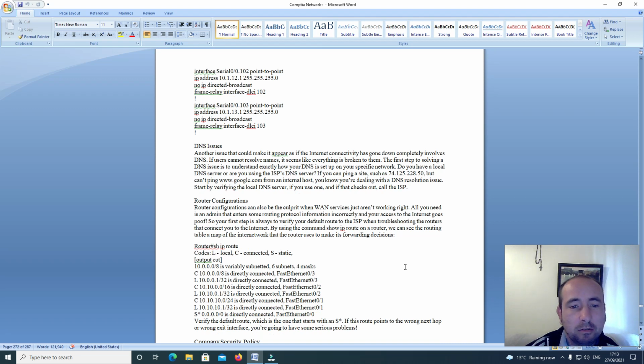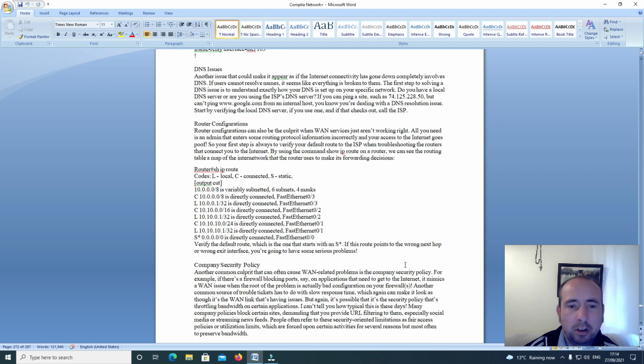Interface serial 0/0.102 point-to-point, IP address 10.1.12.1 255.255.255.0, no ip directed-broadcast, frame-relay interface-dlci 102. Interface serial 0/0.103 point-to-point, IP address 10.1.13.1 255.255.255.0, no ip directed-broadcast, frame-relay interface-dlci 103.